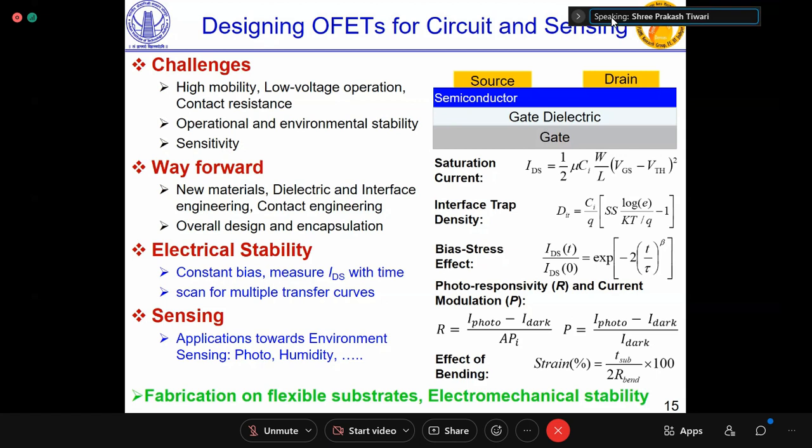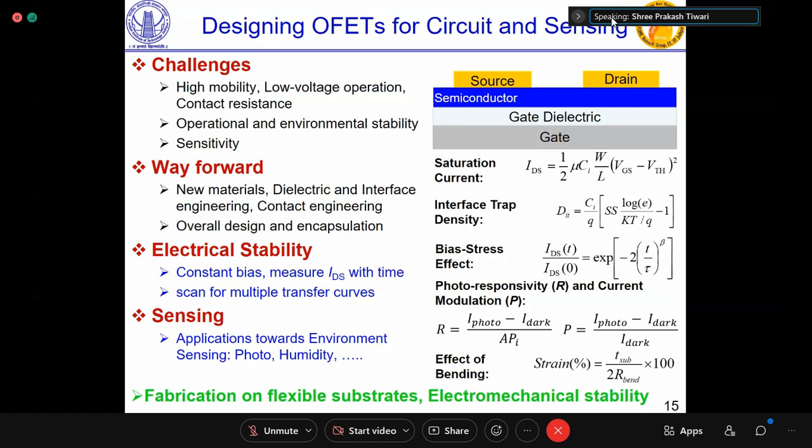So for sensing, say if you want to sense light, you characterize the IV without light, you characterize with light and see the change. Similarly, if you want to sense humidity, you characterize during higher humidity and without humidity, so that is humidity sensing. It could be anything. So this is how you use these devices for sensing application.